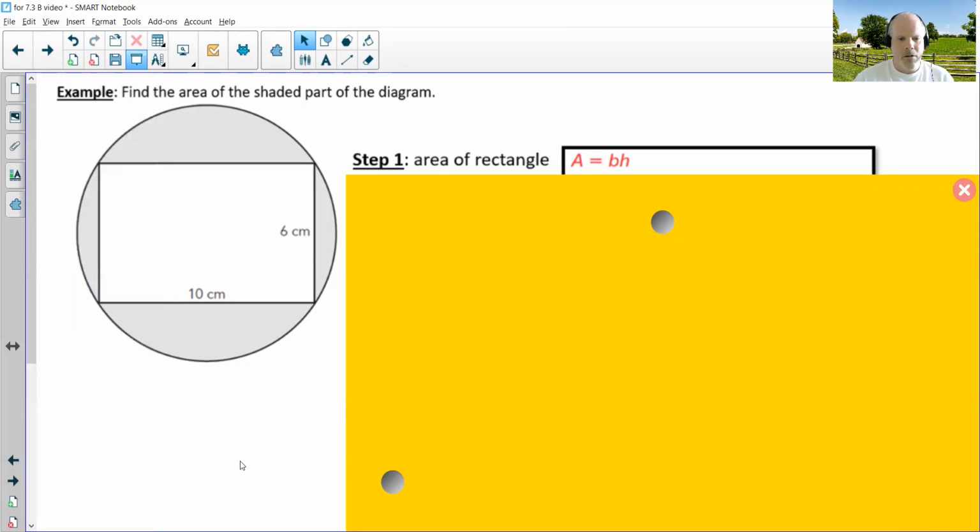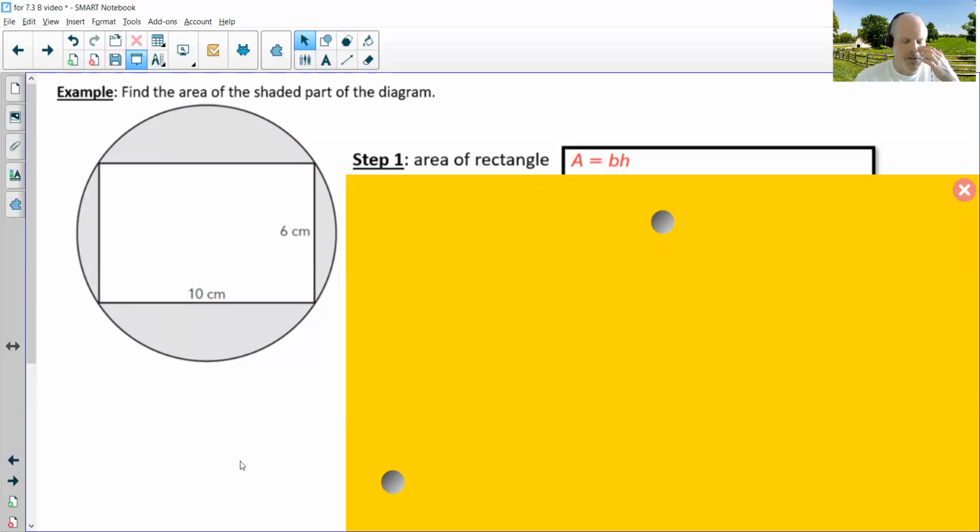All right, so our first step here: if I want to find the area of the shaded part, then I'm going to find the area of the rectangle in the middle. I will also find the area of the circle. That way, I can subtract the area of the rectangle from the area of the circle to get the area of just the shaded part.